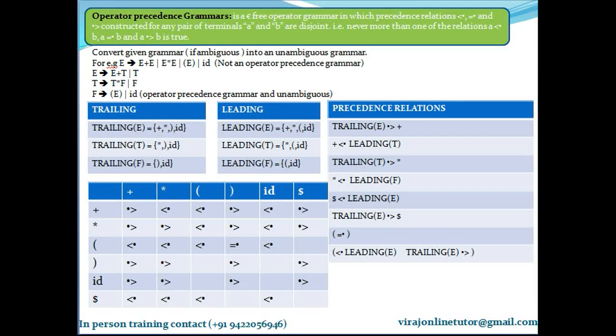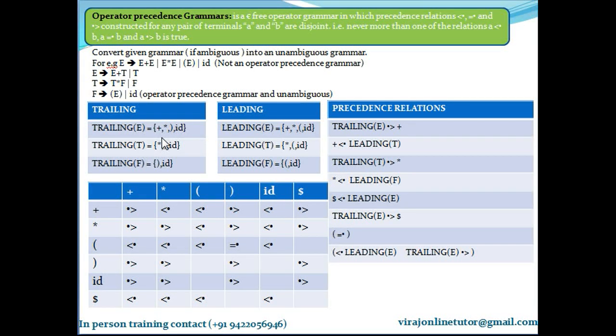So let's compute trailing. Apply the rule of gamma A delta, where delta has to be epsilon or a single non-terminal. Delta is epsilon, so close bracket is in trailing of F. Delta is epsilon, ID goes in trailing of F. Delta is a single non-terminal, so asterisk goes in trailing of T. Delta is a single non-terminal, so plus goes in trailing of E.